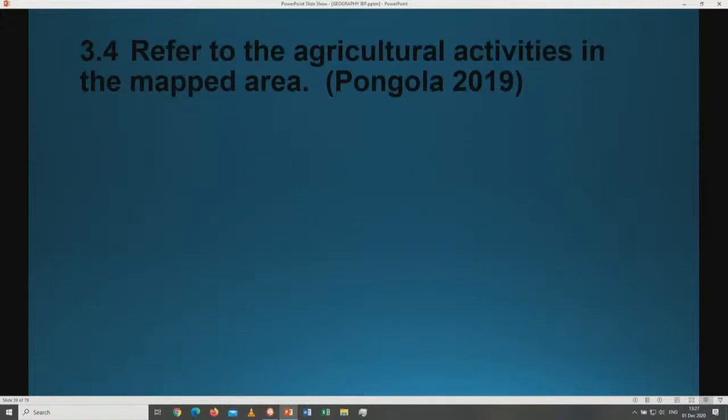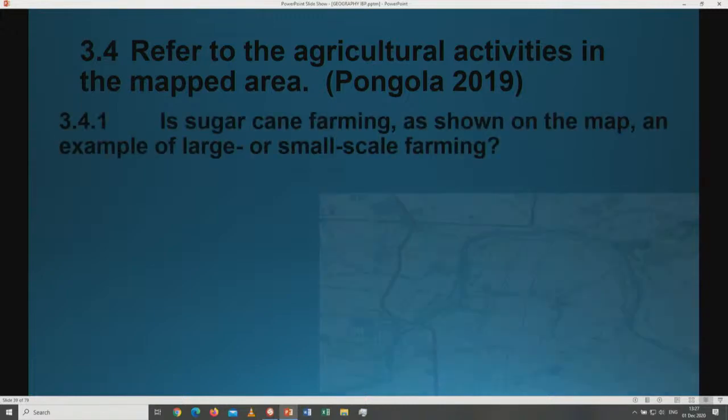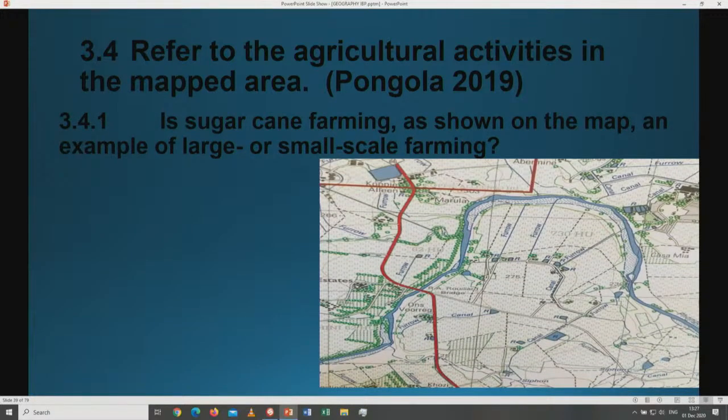Now, grade 12, those were the questions of what? Of segment geography. Now, when you look at this one, this question says, refer to the agricultural activity in the mapped area. This is the map area. And then the question says, is sugarcane farming as shown on the map an example of large or small scale farming?